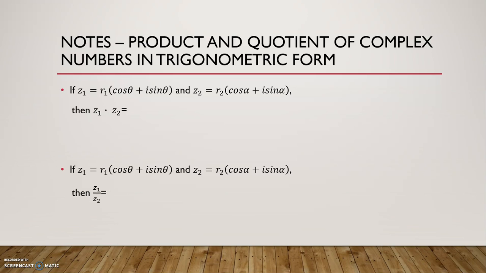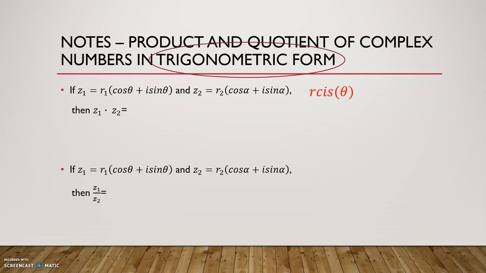All right, so we've got two things that are in trig form. We're going to find the product of it first and talk about how to do that, and then we'll do the quotient. So if Z1 is R1 cosine theta plus i sine theta, Z2 is R sub 2 cosine beta plus i sine beta, we can abbreviate that if you'd like to. You don't have to. I have it in the last lesson.